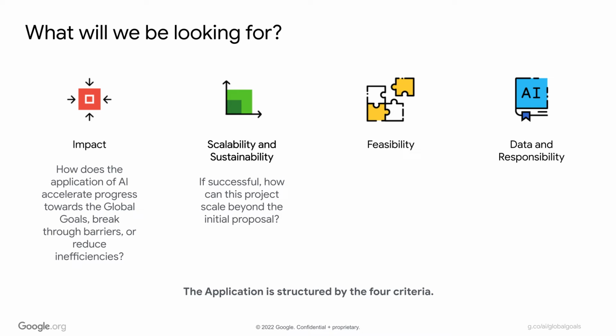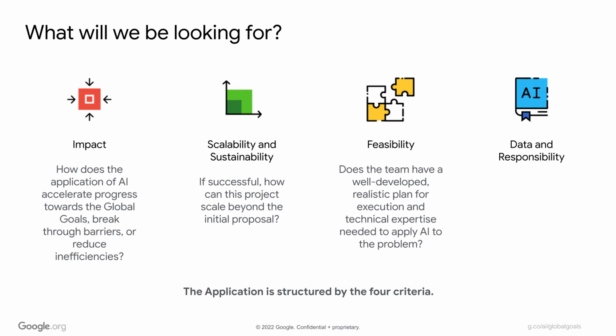If your project is successful, what are your plans to scale beyond your initial proposal? Does your team have a well-developed and realistic plan to execute the project? And do you have the technical expertise needed to apply AI in your solution? And last but not least, does the use of AI in your project align with Google's AI principles and responsible AI practices?